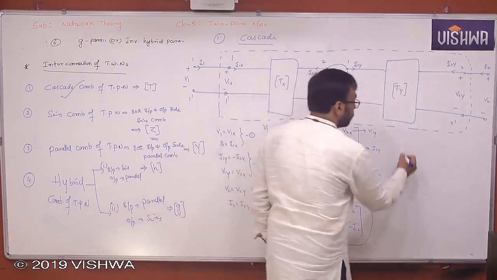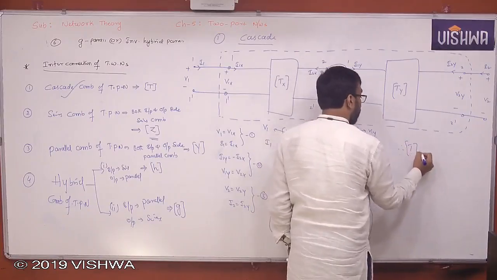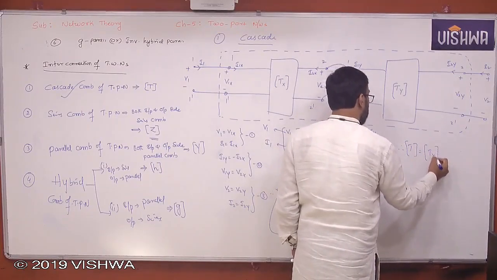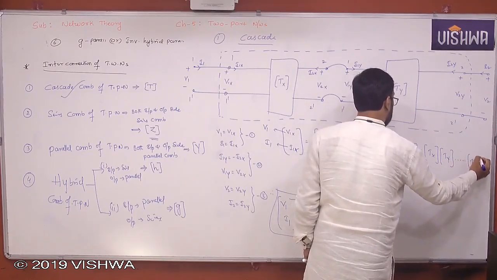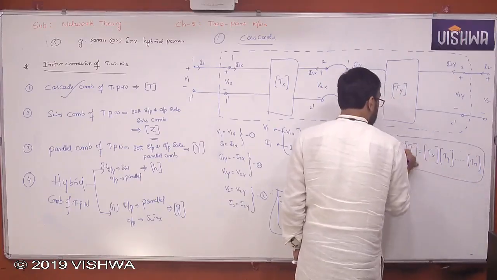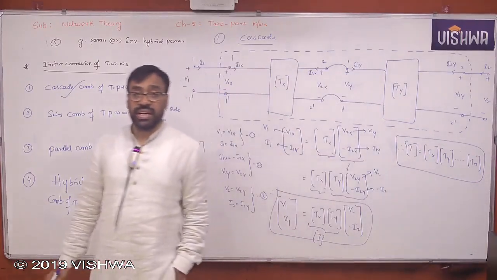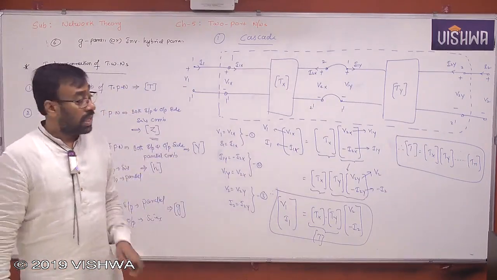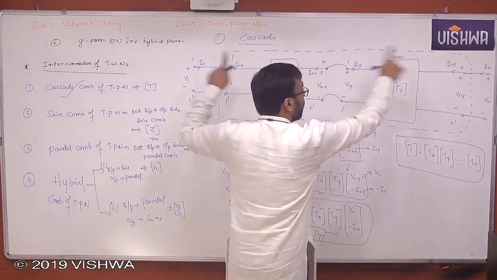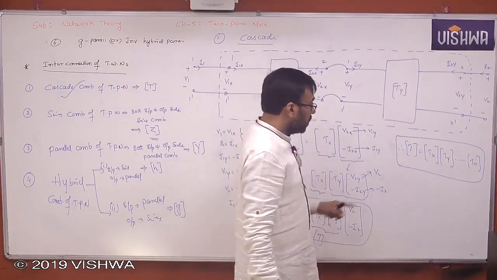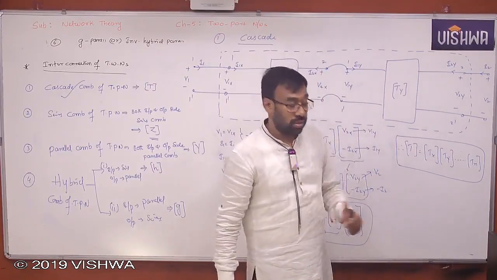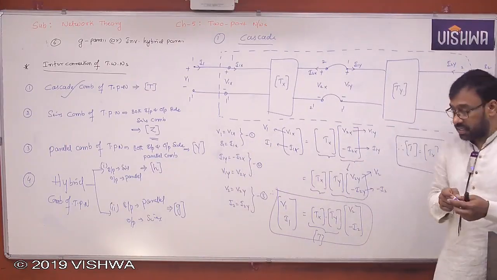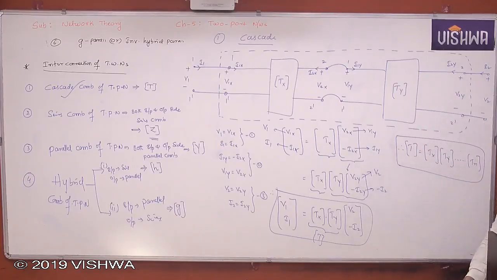That means the resulting T will be the product of individual T matrices when n number of two-port networks are connected in cascade. The resulting T matrix of the overall two-port network is the product of individual T matrices. I hope you understand the point. Okay, so this is the result when we take the cascade combination. Quickly note down. We can move on to the series combination and then parallel combination like that.